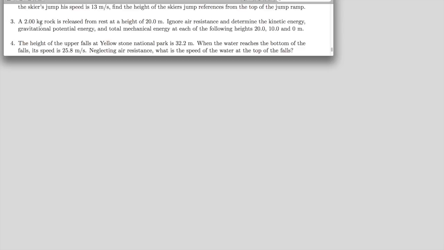So in this question, we're dealing with a 2-kilogram rock which starts from rest at a height of 20 meters. And ignoring air resistance, they want us to determine the kinetic energy, gravitational potential energy, and total mechanical energy at each of the following heights: 20 meters, 10 meters, and 0 meters. So let's start with a diagram to help us conceptualize what's going on here.